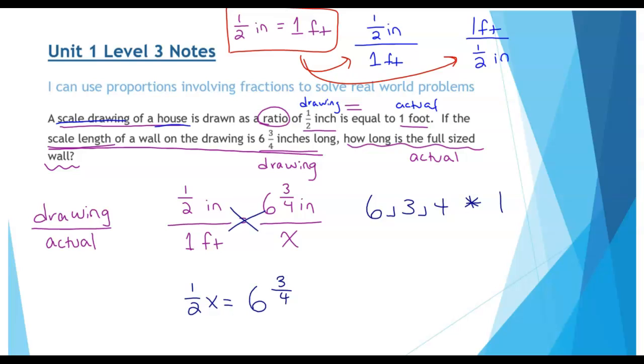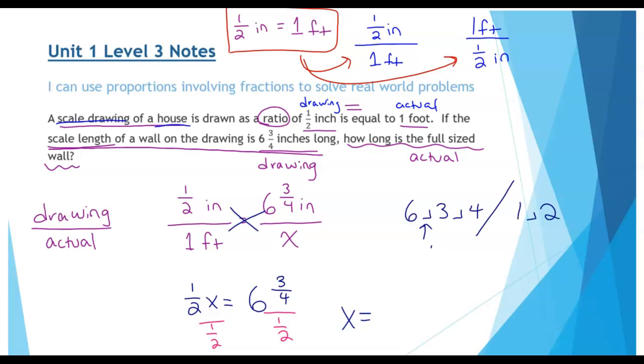And then we can undo multiplication with division. So if I divide here by a half, you can practice that using your calculator and say 6 3/4, where this is the fraction key, the ABC key, depending on your calculator. And then divided by 1 fraction key half, and that will give you our answer.